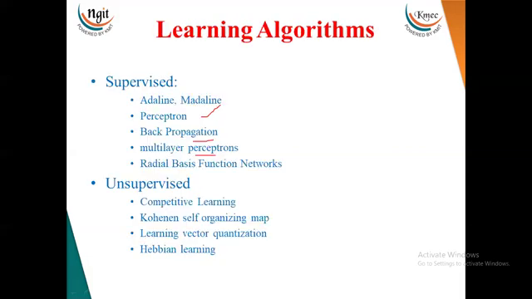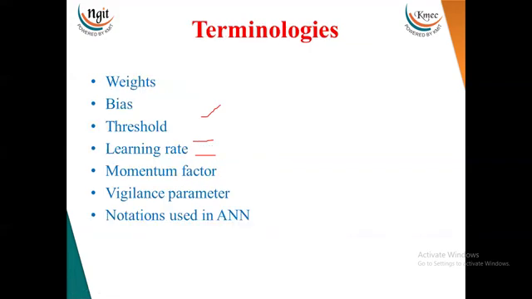And what are the different types of learning? Types of algorithms in the case of the learning strategy. Supervised: you have Adaline, Madaline, perceptron, backpropagation, multi-layer, radial basis function networks. Coming to the unsupervised, you'll have competitive learning, self-organizing maps, Hebbian learning, learning vector quantization. So all these things are there in your syllabus, so we'll cover them very soon. So not an issue.